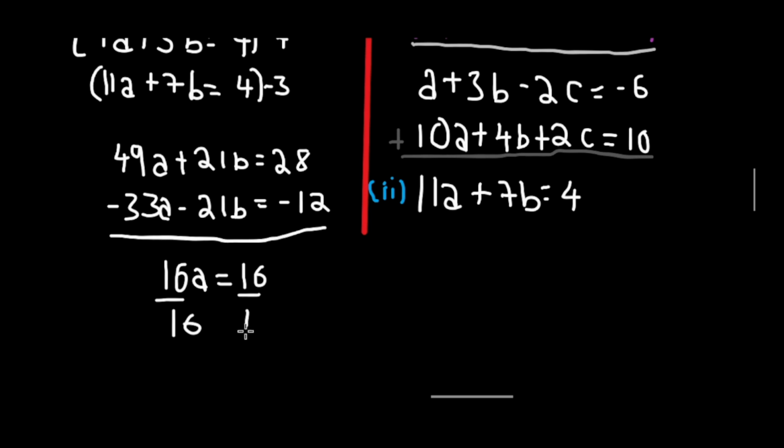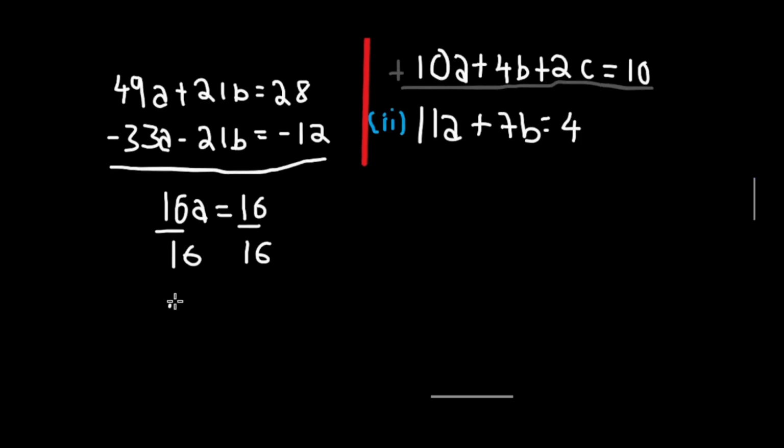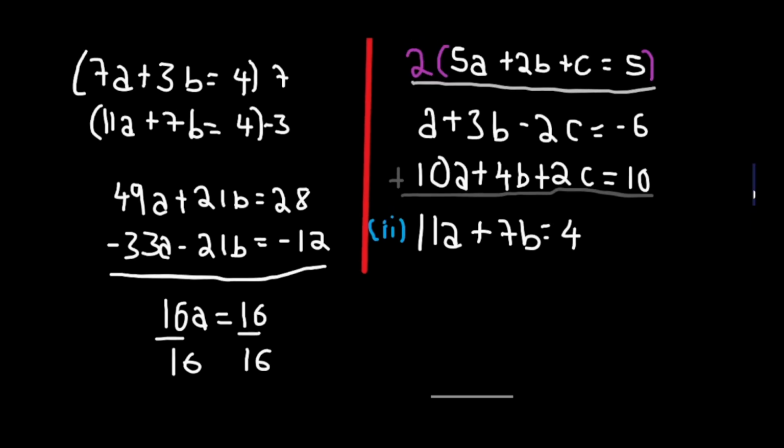Dividing both sides by 16, we find that our a will be equivalent to 1. So now that we know that our a is equivalent to 1, we can go ahead and pick one of the original equations to find our solution of b. Not these multiplied by factors, but one of the original equations. So I'm going to pick this same equation, which is right here.